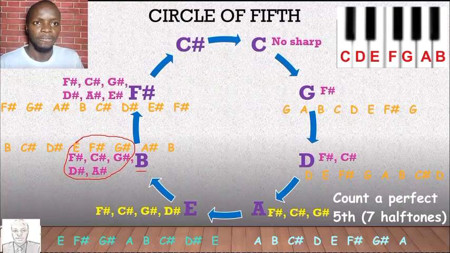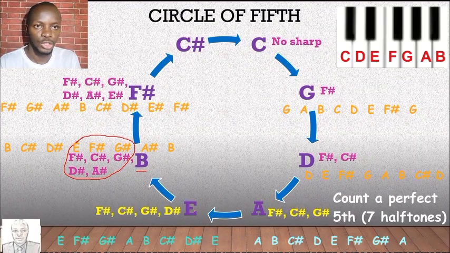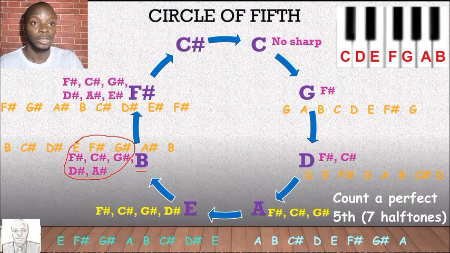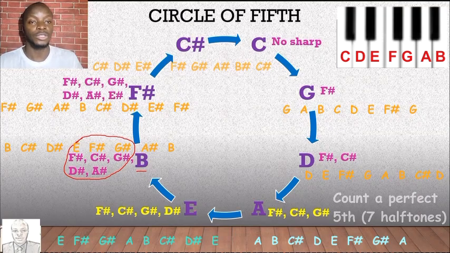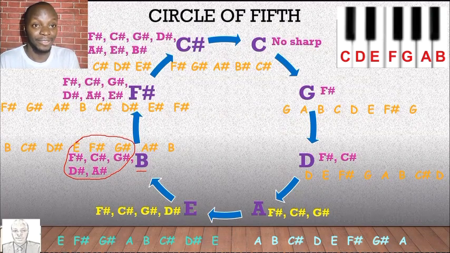Now, from F sharp, we also count 5 notes, right? So we have F sharp, G sharp, A sharp, B, and C sharp. So C sharp is the 5th note from F sharp. All right, the interval of the 5th. C sharp will inherit all the sharps from F sharp plus a new sharp, making 7 sharps, so all its notes will be sharpened.